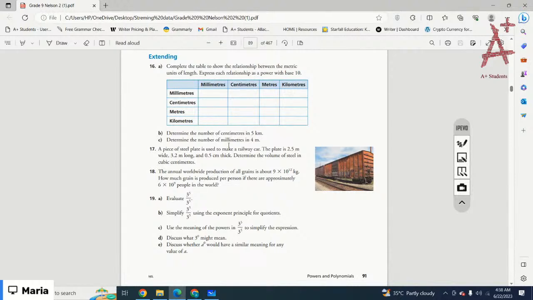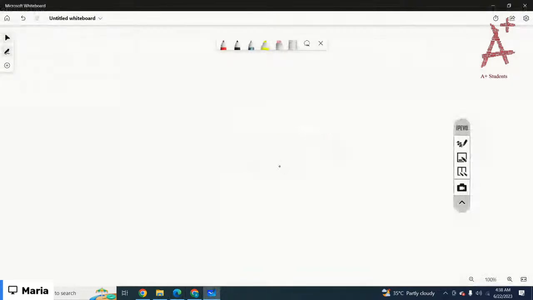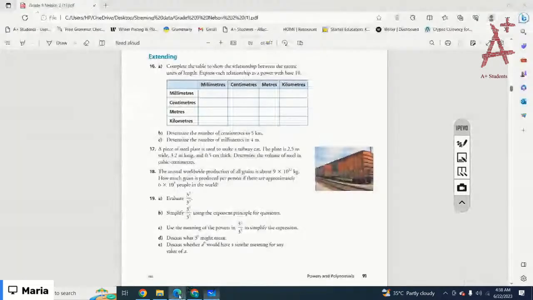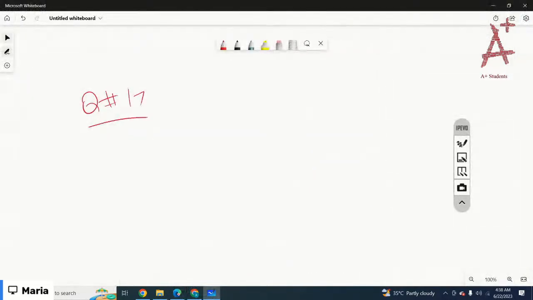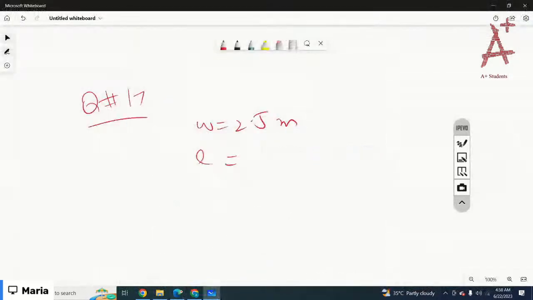Okay, you have to do 2.5 meter, 3.2 meter, and 0.5 meter, but they all are in different units. First of all, you have to make them in the same unit. Got it? That is question number 17. The values are: width is 2.5 meter, then you have length, I think, long is 3.2 meter and thick is 0.5.